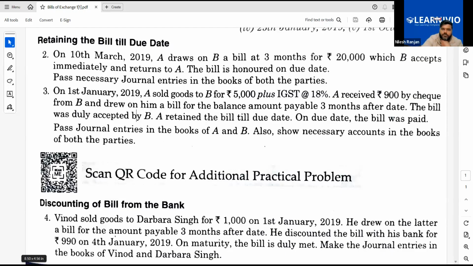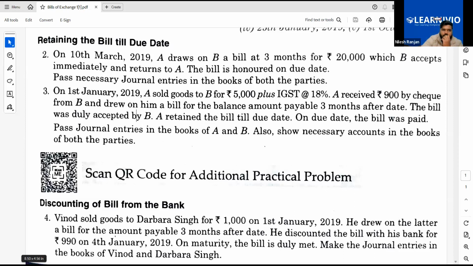So I can write anything, right? Cash or bank? I can write anything, right? Cash or bank. In this one, she discounted the bill with this bank. The entry will be for discounting of bill, cash account, then discounting of bill account debit, like that. Right? So I can write cash or bank, right?